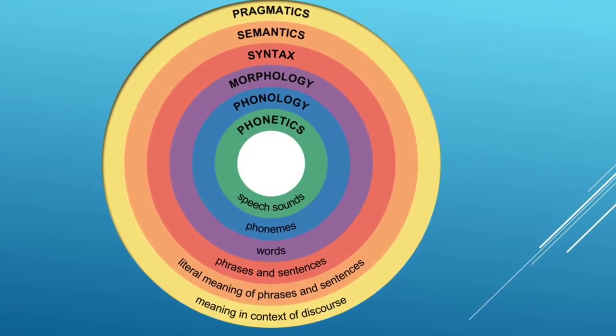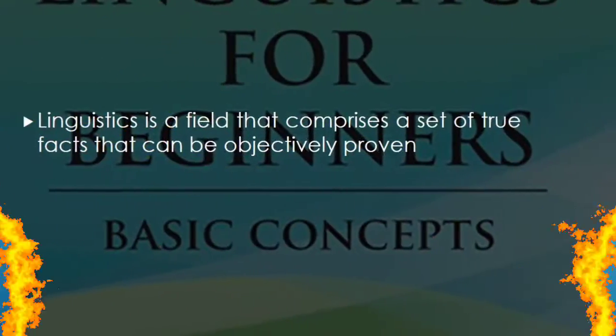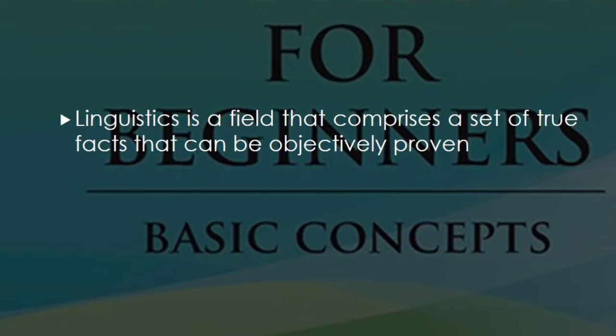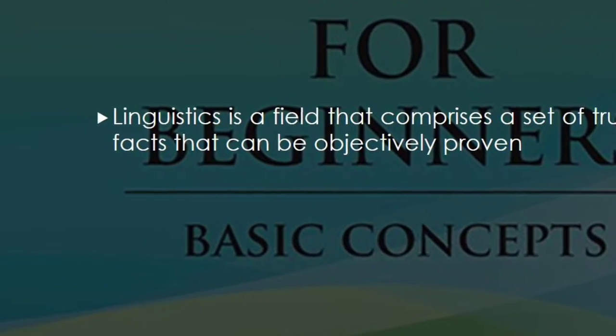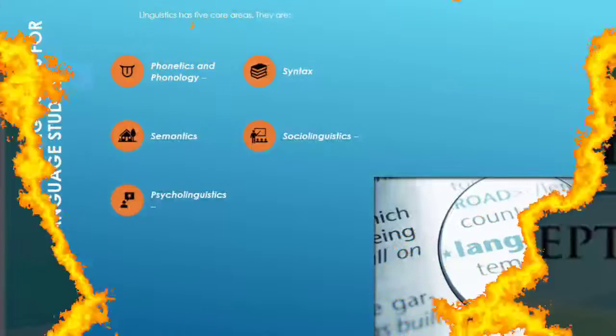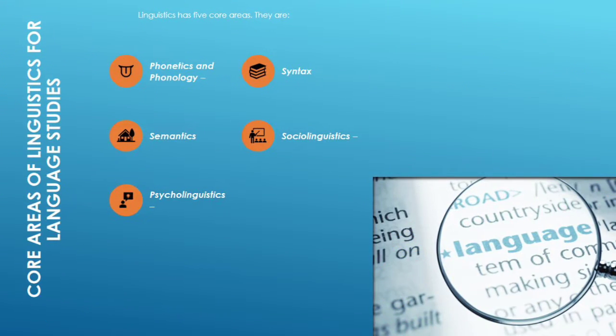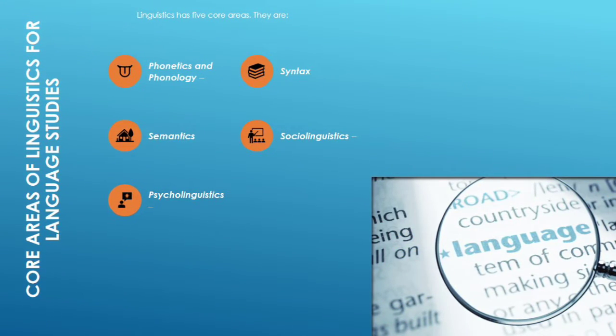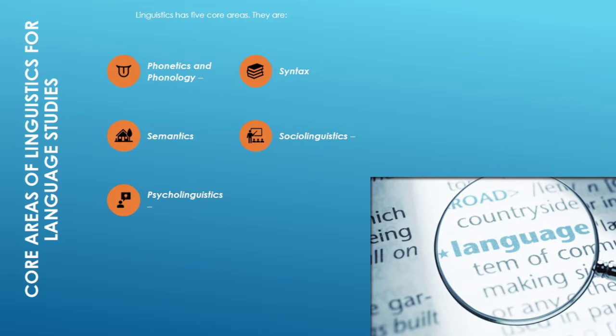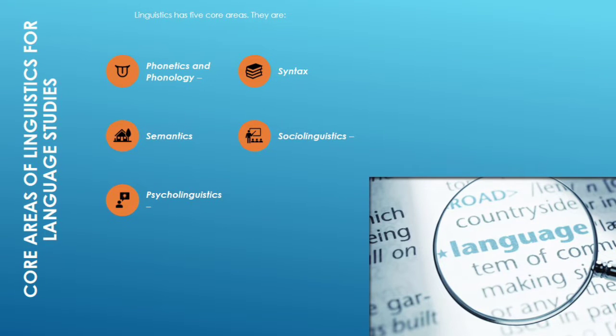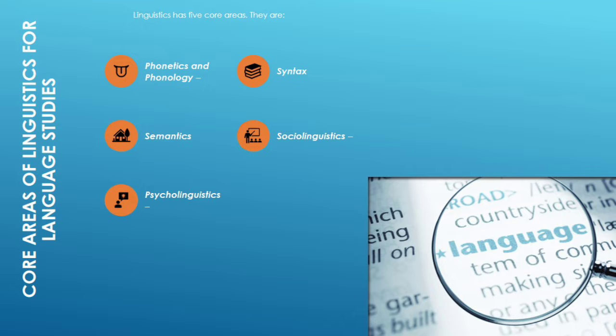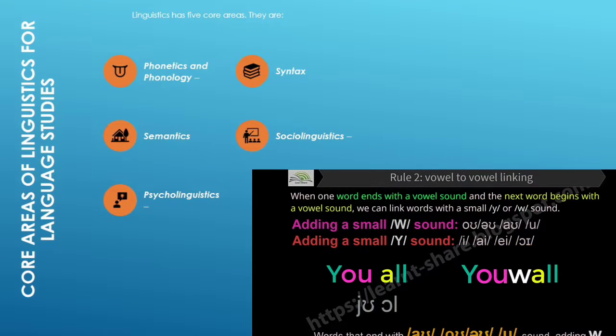This diagram shows the succession of the areas of linguistics according to the order in which they are learned or used by humans. Linguistics is a field that comprises a set of true facts that can be objectively proven. Linguistics has 5 core areas. They are phonetics and phonology, semantics, psycholinguistics, syntax, and sociolinguistics.